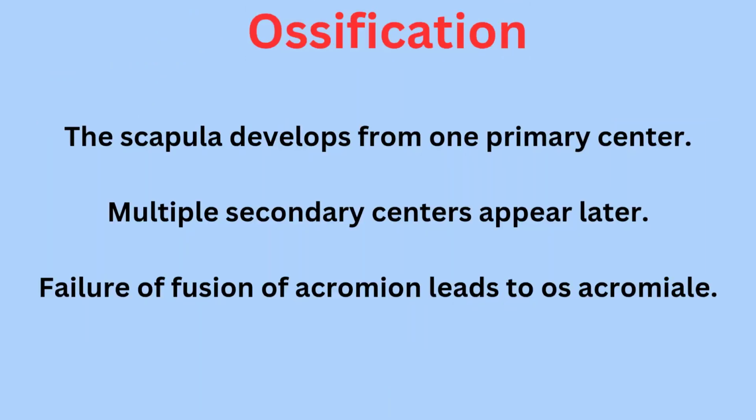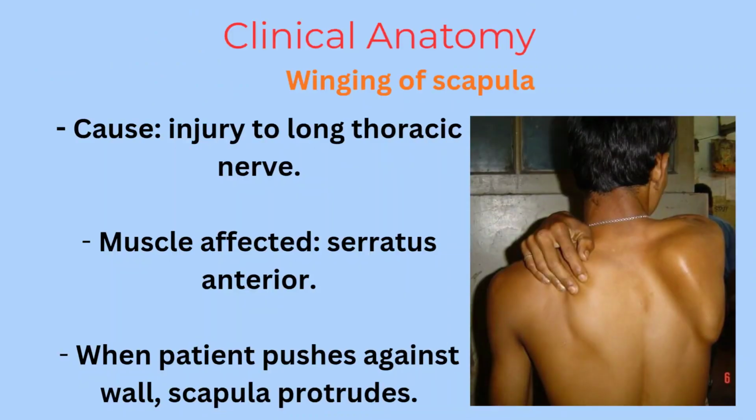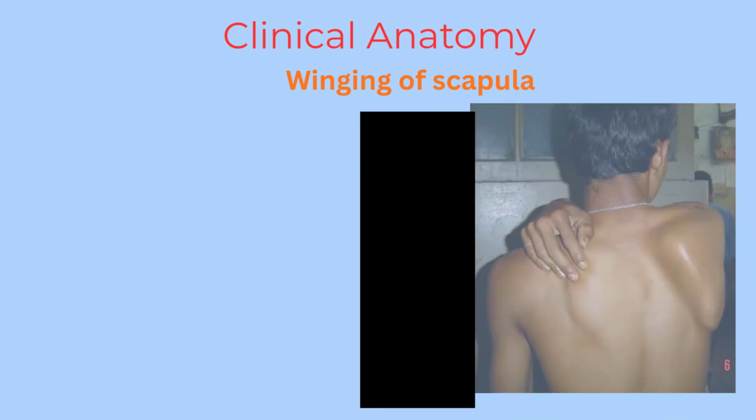Ossification: the scapula develops from one primary center. Multiple secondary centers appear later. Failure of the acromion to fuse leads to os acromiale. Clinical anatomy: winging of the scapula. Cause: injury to the long thoracic nerve. Muscle affected, serratus anterior. When the patient pushes against the wall, the scapula protrudes.